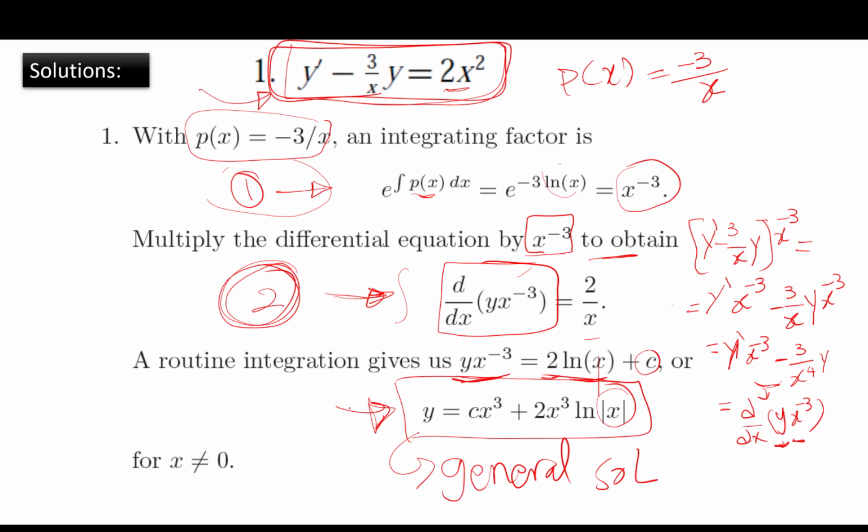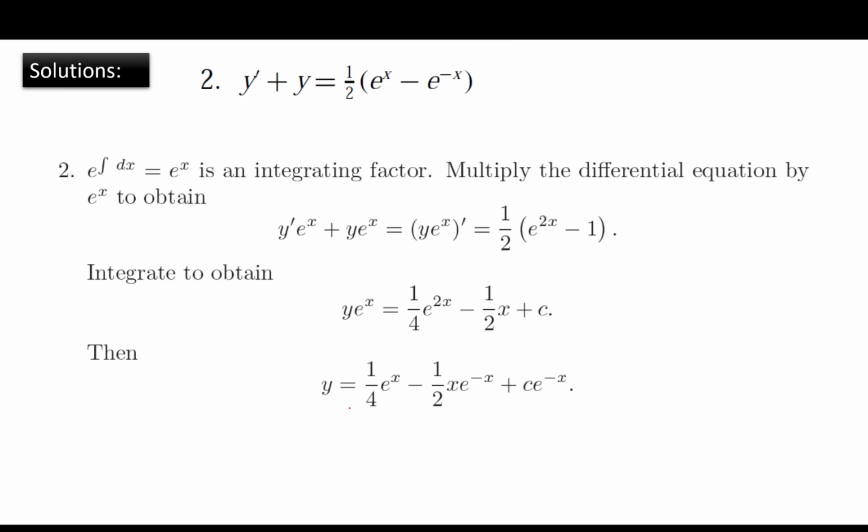Let's jump into the second example and see how we can solve it. So let's have a look first at the example. It is y prime plus y equal to half times e to x minus e to minus x. I think that it is in the linear form. We have y prime and y. If you look here, we have that p of x equals exactly 1, because here it is as if we have 1. So our integrating factor is going to be e to the integration of 1, so it is going to be e to x. This is our integrating factor.